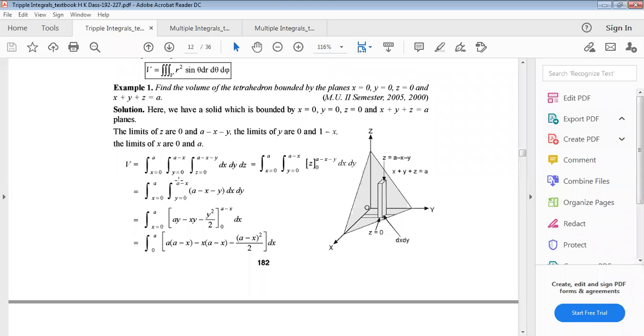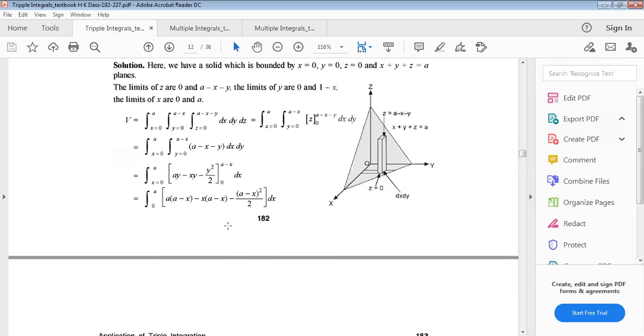Now we'll take the integration with respect to y. This is the y limit. Taking integration with respect to y, this will be a into y, minus x into y, and this will be y square by 2. Then we put the limits of y within the third bracket: the upper limit is a minus x, and 0 is the lower limit. Now putting the upper limit in place of y, we get a into a minus x, into a minus x, and a minus x also. Putting the lower limit in place of y, we get 0.